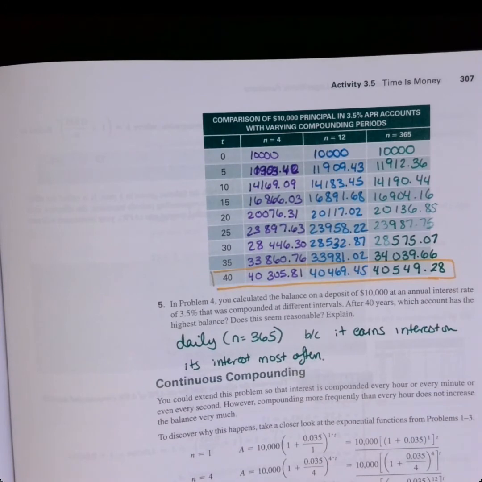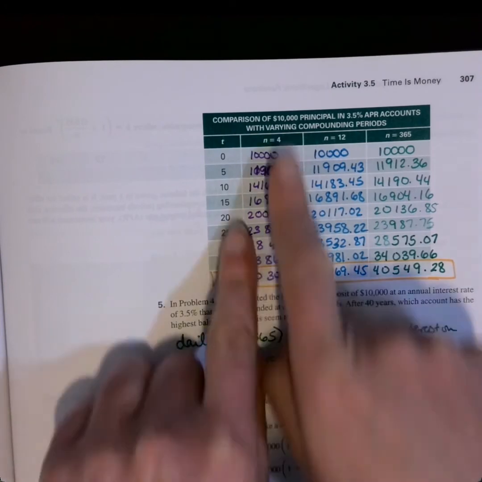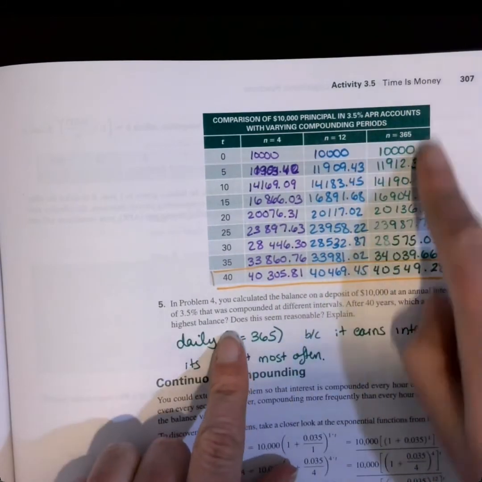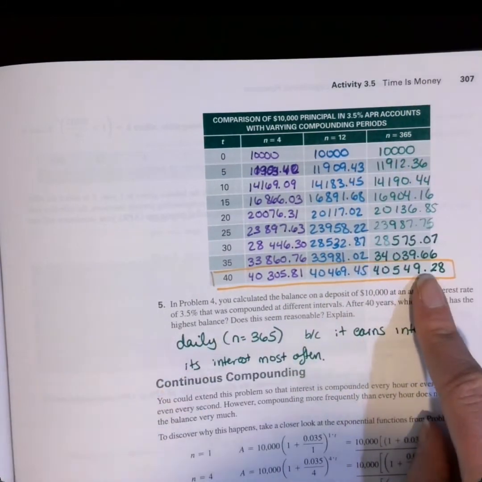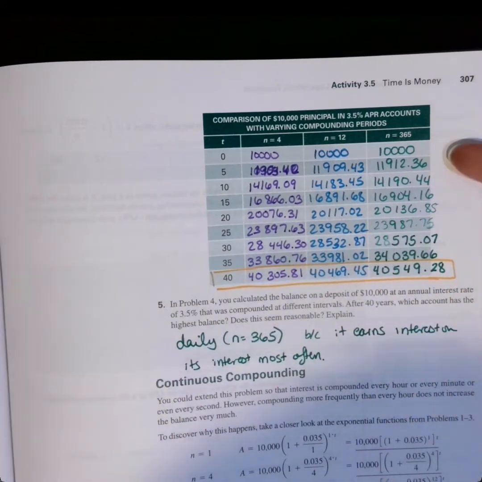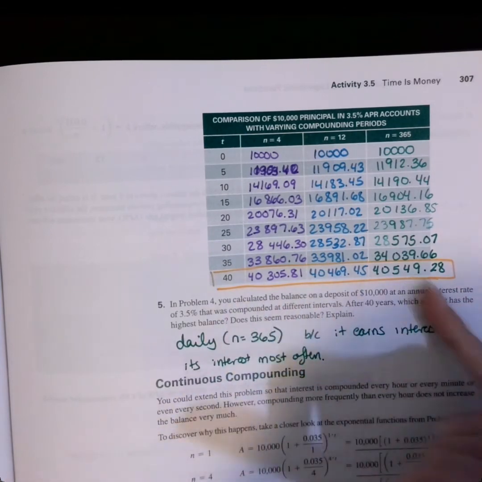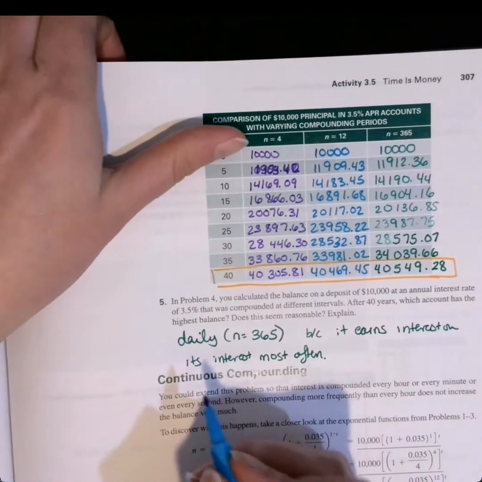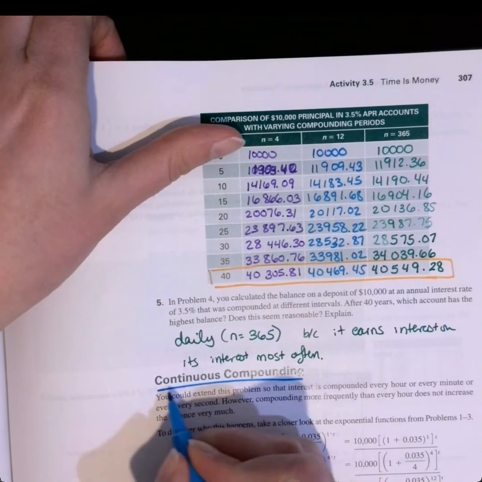So that begs the question of, if I can earn more interest by compounding more often, how can I get the best possible interest rate? How many times could I compound it? What if I went more than daily and said hourly? Let's compound it hourly, or maybe every minute. Where's the limit for the amount of money I'd be able to earn on this account? So that's where continuous compounding comes in.